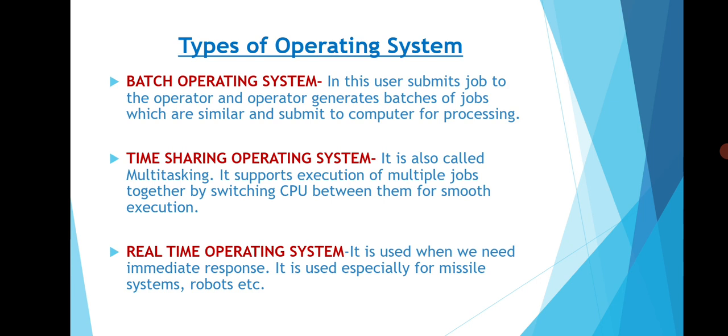Now, different types of operating systems are, first, batch operating system. In this, the user submits jobs to the operator and the operator generates batches of jobs which are similar and submits them to the computer for processing. Then we have time sharing operating system, which is also called multitasking. It supports execution of multiple jobs together by switching the CPU between them for smooth execution.